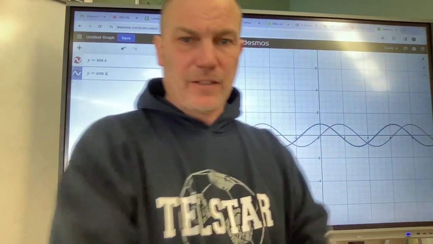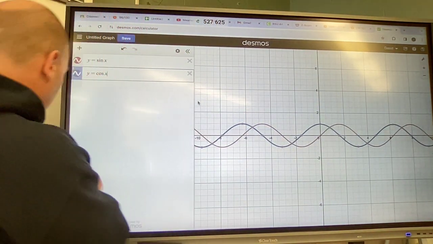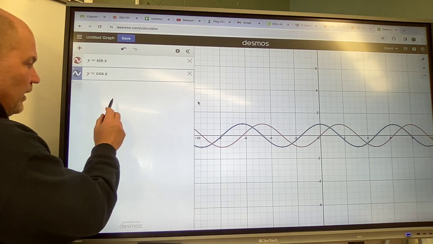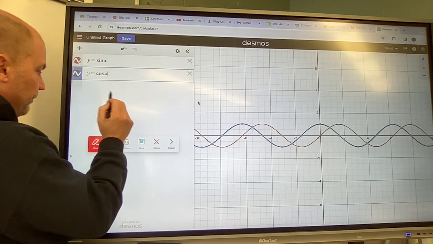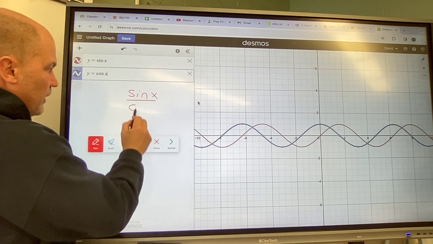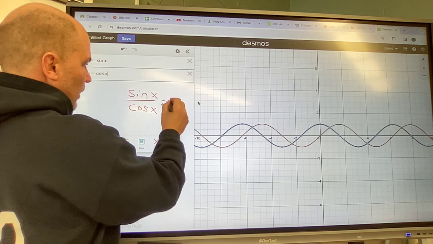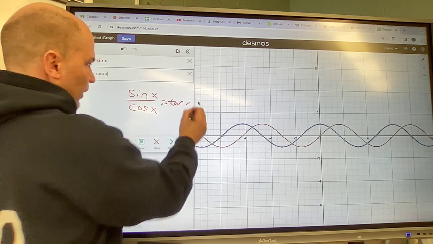We are going to graph tangent. Pardon me while I just flip the screens around. We're going to start with graphing tangent, and we're going to talk about it first. We know that tangent is sine divided by cosine. So we know that tangent is sine of x divided by cosine of x, and that equals tangent of x.